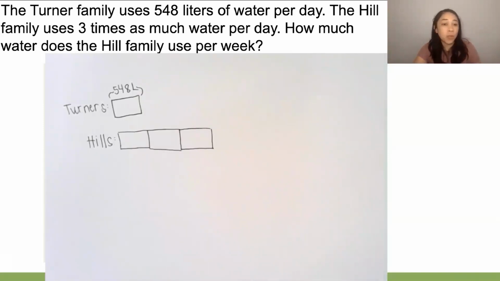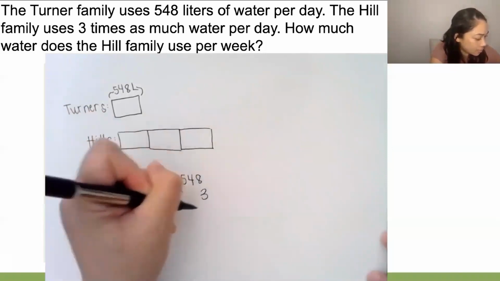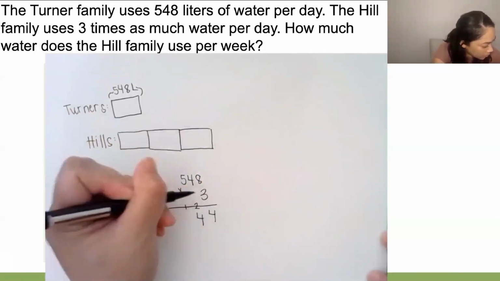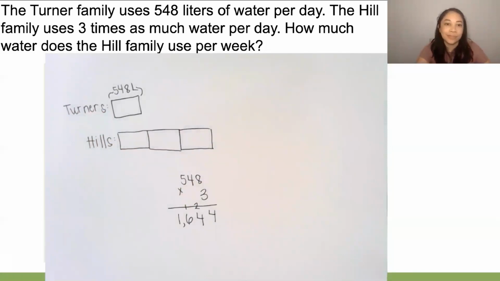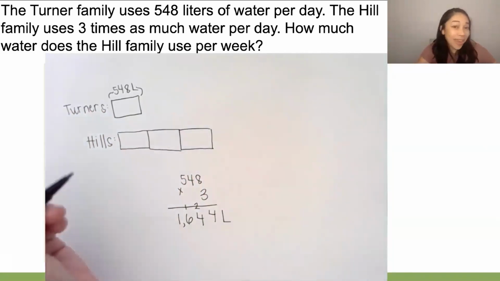So let's figure out how much water the Hill family actually uses per day. We can do this by multiplying 548 liters times 3. Do this with me now. How much water does the Hill family use per day? The Hill family uses 1,644 liters of water per day. Let's go ahead and label that now on the tape.